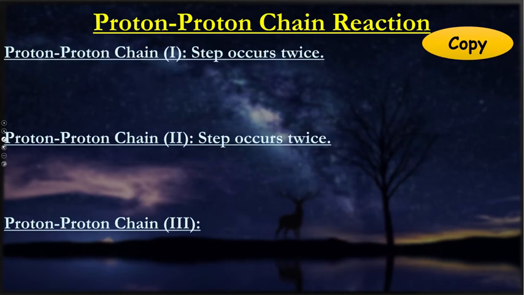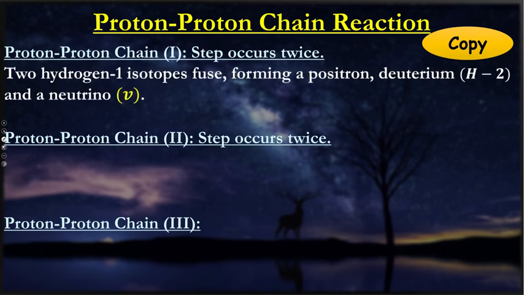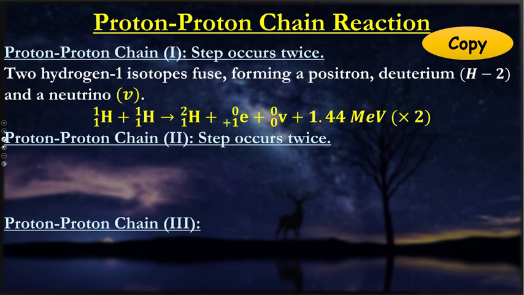Okay, so let's do a quick summary of the 3 steps of the proton chain. First step: 2 hydrogen-1 isotopes fuse to produce a hydrogen-2, a positron, a neutrino, and 1.44 mega electron volts of energy. Remember, step 1 occurs twice.